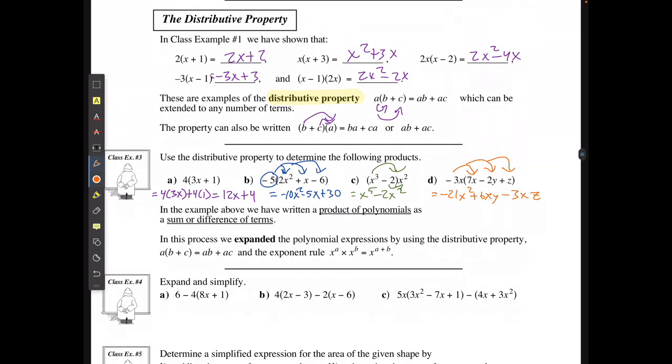In the process we just did, we expanded the polynomial expressions using the distributive property, remembering that I'm using the distributive property to say that a coefficient is going to get multiplied into all the terms that exist inside of the brackets, and the exponent rule that if I have the same base multiplied by 2 different powers, I'm going to take the sum of what those exponents are.